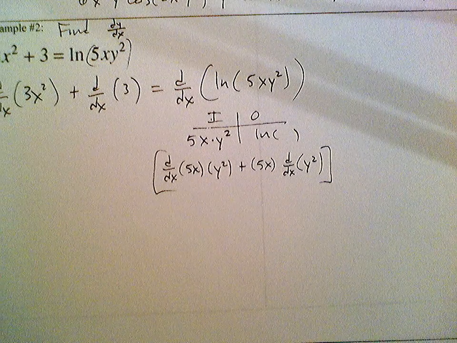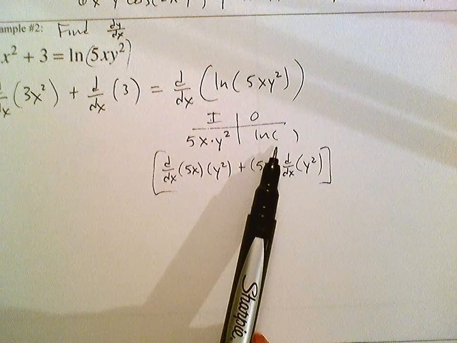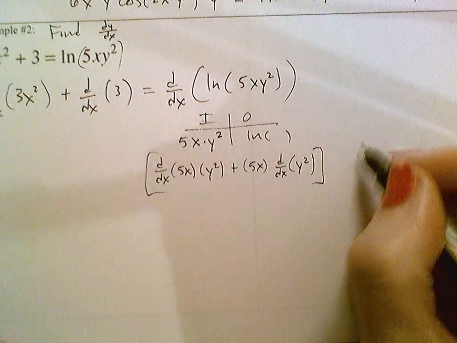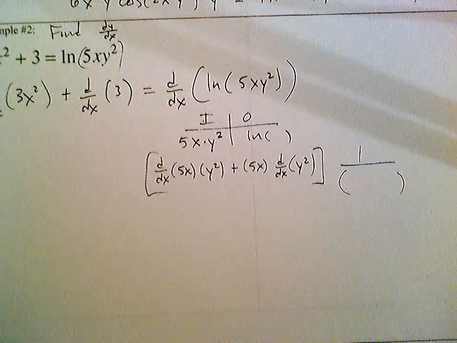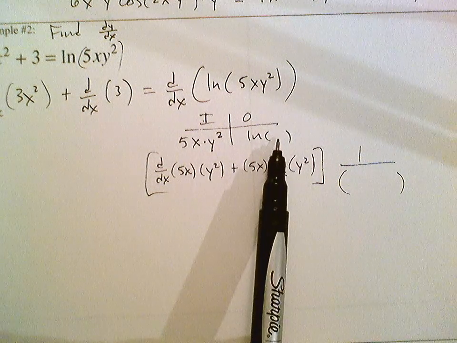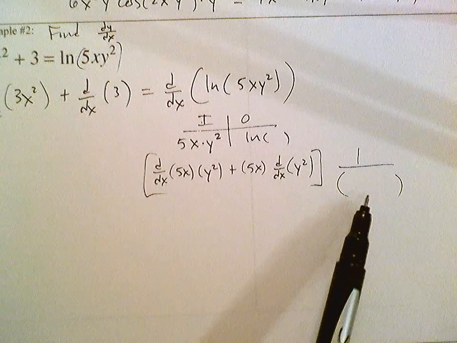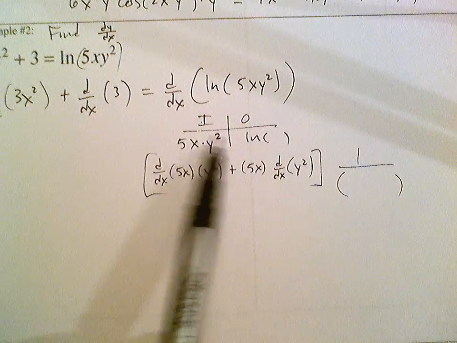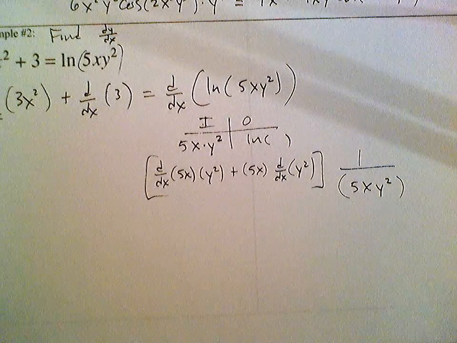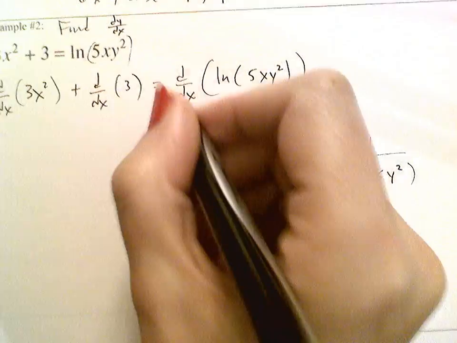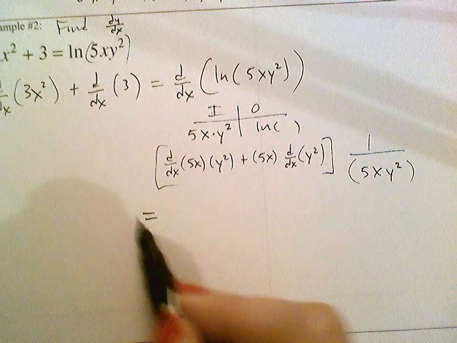Okay, so that's going to be the derivative of the inside function. The derivative of the outside function, the derivative of natural log, is just 1 over whatever's inside of it. So this blank went down there. I've got to put back in this blank what used to be there, which was the original inside. So 5xy squared. Okay, still not done. I'm bringing down, so this equals sign is coming down here.